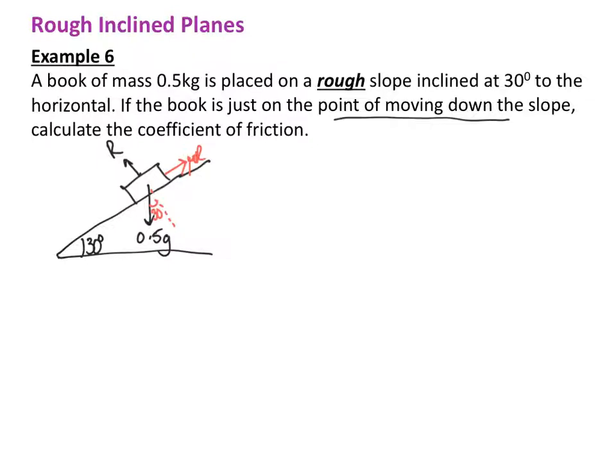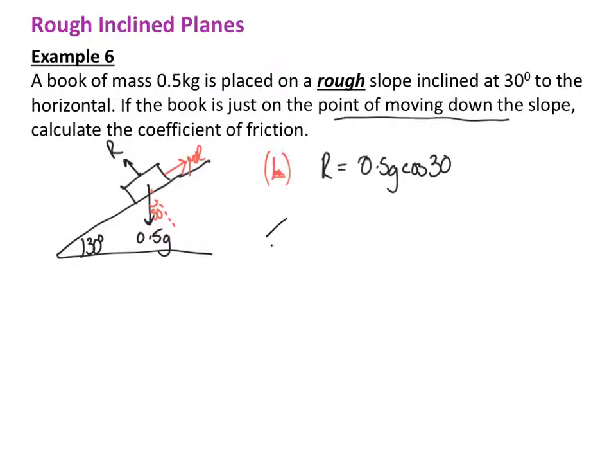So what do we do? Well, first of all, let's resolve perpendicular to the slope, or right angles to the slope. And we can see here we have R going directly out of the slope, and the only other force going into the slope is this weight here, so we have to resolve it. And so when we do that, we're going to get R equals 0.5g cos 30. We go through the angle of 30 degrees here, so it's cosine 30. And we could work it out if we want, but I'm just going to leave it for the moment.